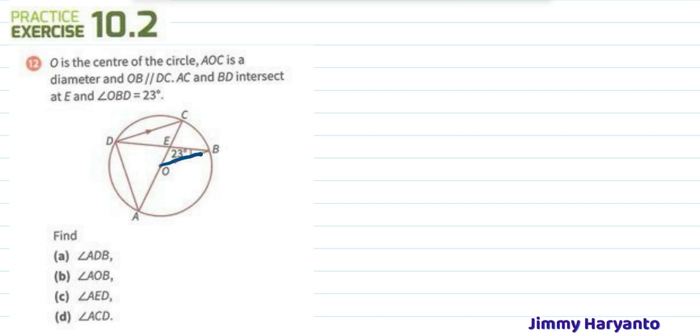For question 12, we will start from the parallel lines. If this one is parallel, we can create the z like this. And if this one is 23, that means this one also 23. Okay, and then what next? I think we can find this one.